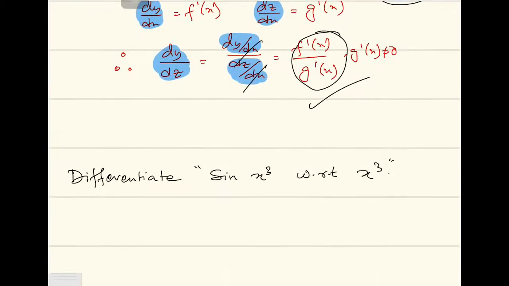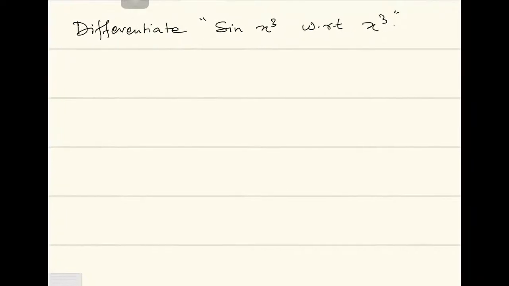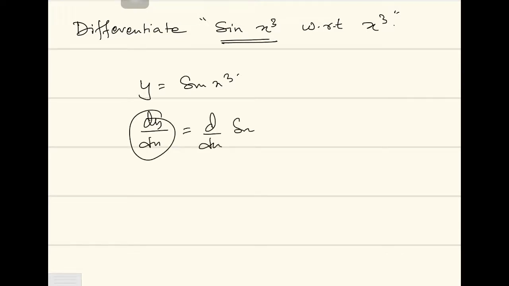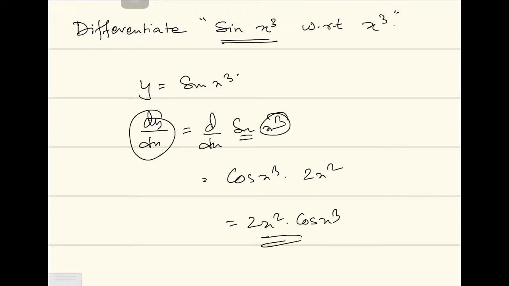Let us go to the first example. The first example I have for you is differentiate sine x cube with respect to x cube. Had it been simply differentiate sine x cube, you could have directly said let y equals sine x cube, then I'll have to find dy by dx. That would be the chain rule: do sine first, then x cube. That will be cos x cube, and d/dx of x cube is 3x squared. So the answer will be 3x squared cos x cube. That's dy by dx. Got it, everyone?